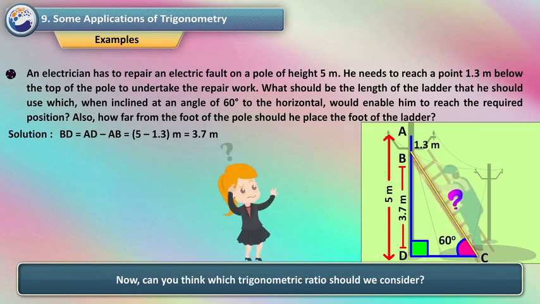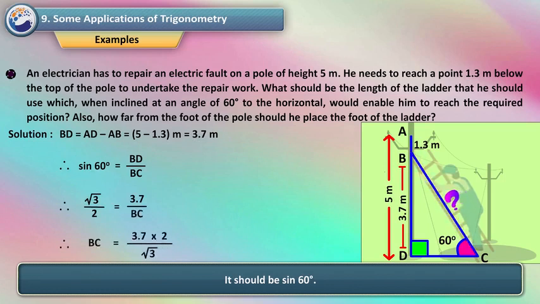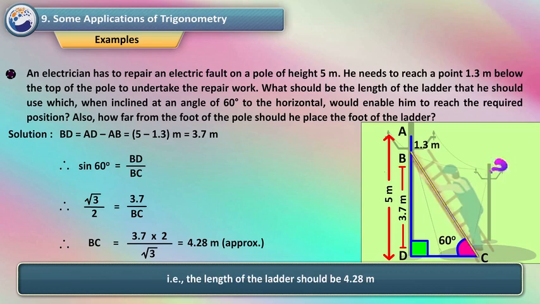Now, can you think which trigonometric ratio should we consider? It should be sin 60 degrees. Therefore, sin 60 degrees equals BD upon BC. Therefore, root 3 upon 2 equals 3.7 upon BC. Therefore, BC equals 3.7 into 2 upon root 3 equals 4.28 meters. That is, the length of the ladder should be 4.28 meters.